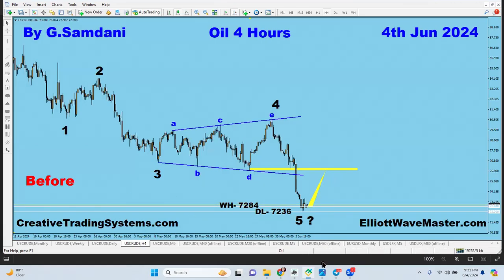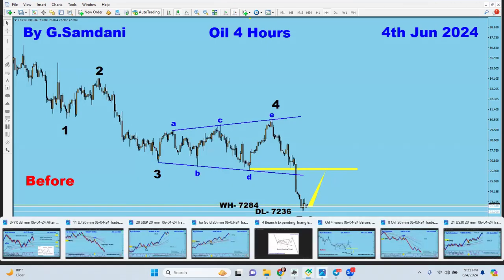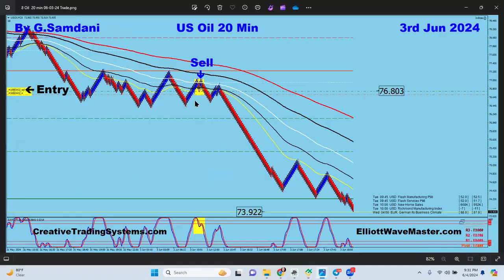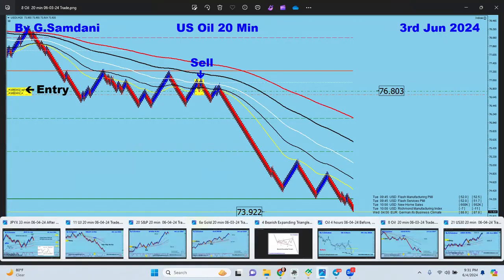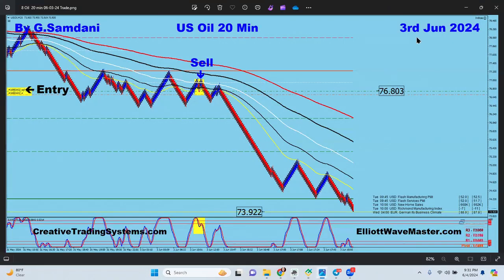So let me show you the trade that I had for oil. Where the heck is that? Oh, here. You see that? So the chart I had made for that, today is June 4th, and this trade was taken June the 3rd, yesterday. So this is how it was, and this is how it is currently. It's a recent trade. Yesterday I had this one.